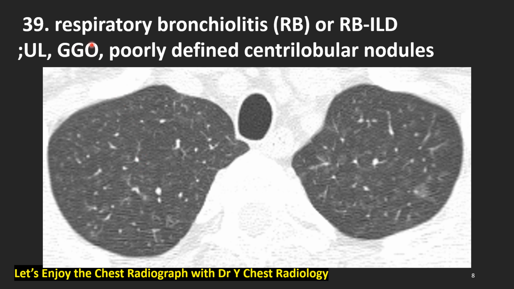First, respiratory bronchiolitis or respiratory bronchiolitis interstitial lung disease. Both with the same findings: upper lobe dominancy, ground glass opacity, poorly defined centrilobular nodules. Lung window setting, axial image of apex. Do you see upper lobe dominance, ground glass nodule, ill-defined, poorly defined centrilobular nodules? This is RB-ILD, or RB.